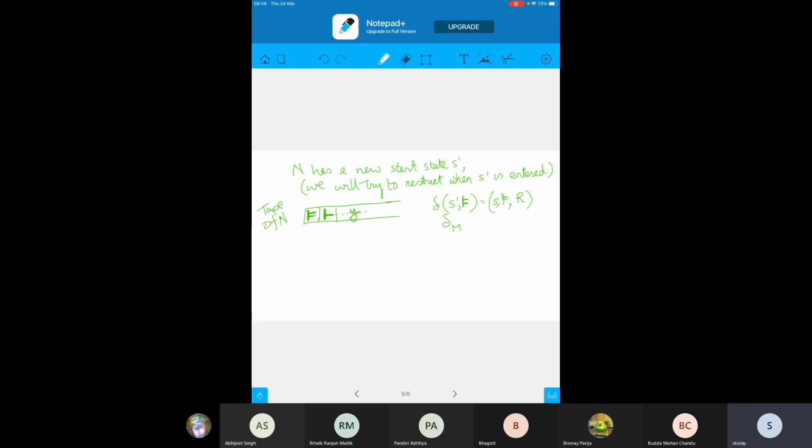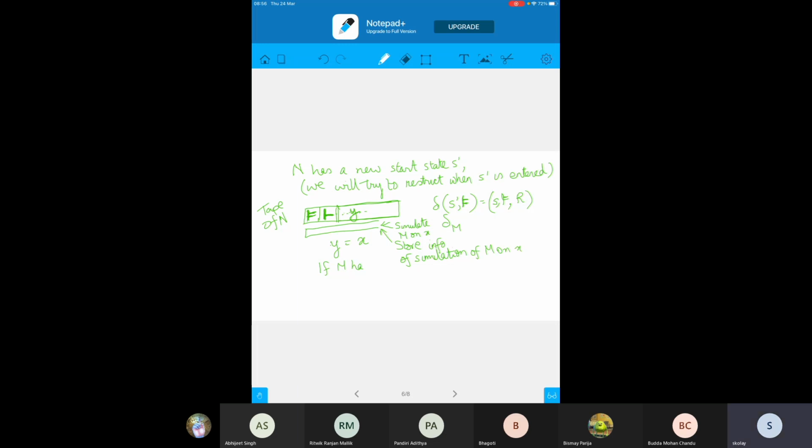And in the construction, I will make y equal to x. So now notice that with y equal to x, on this y itself you can simulate M. On a separate tape, you store information of the simulation of M on x.